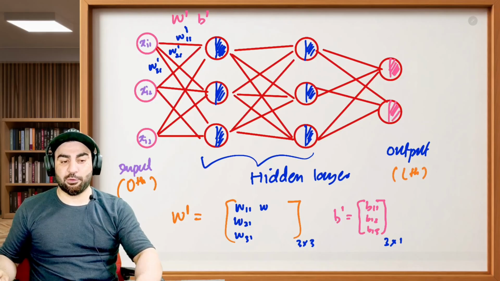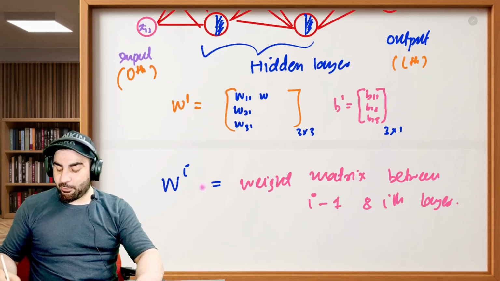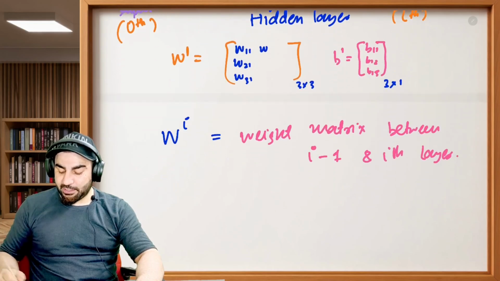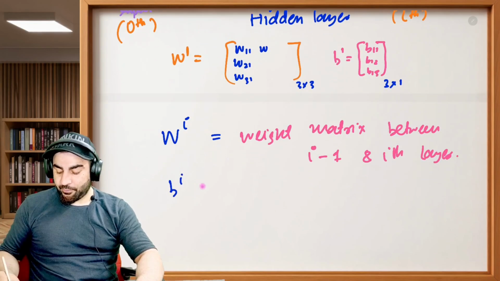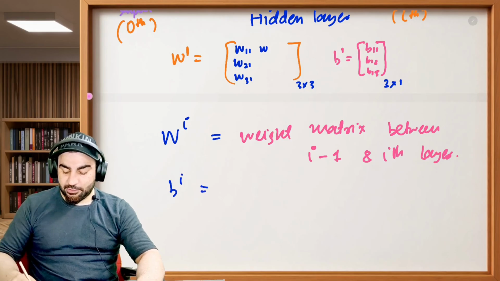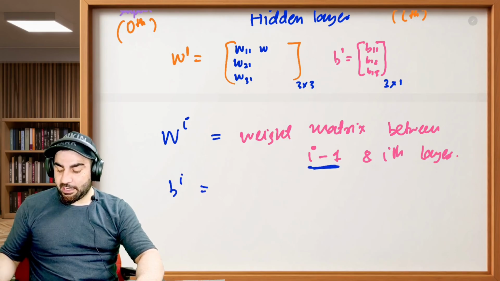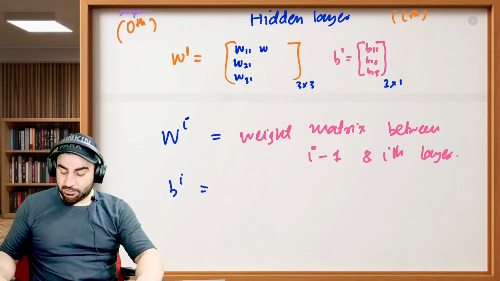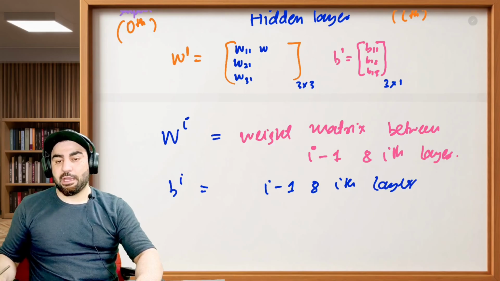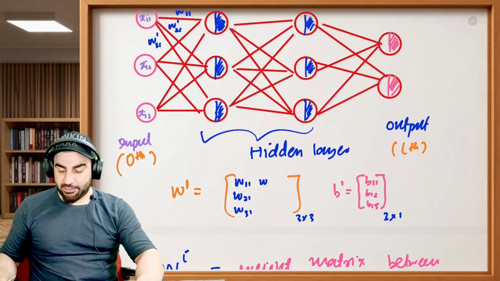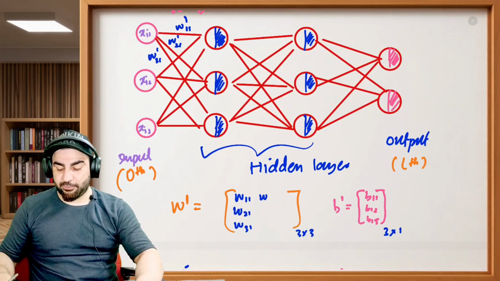Is it clear so far? Are the notations clear? So we have Wi, the weight matrix, and similarly Bi, the bias vector that we have. It is also in between the (i minus 1)th and ith layer. And now, how do we demarcate the activations?